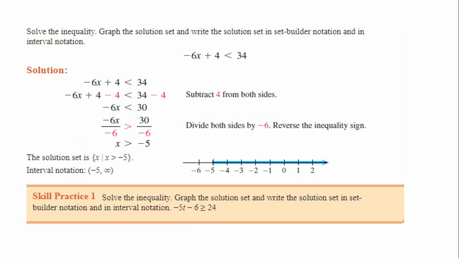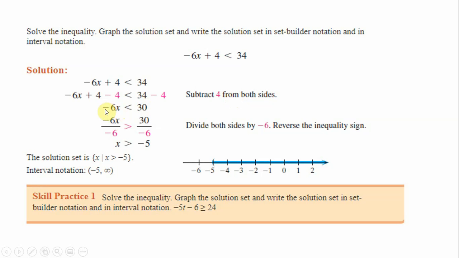So let's take a look at a couple of them and see how we start to solve equations dealing with inequalities. So here, solve the inequality, graph the solution set, and then write the solution in set builder notation and in interval notation. So I start with my inequality, minus 6x plus 4 less than 0. And similar to what we do when we're solving equations, I want to get all my constants over on the other side. This is a linear, so I'm going to subtract my 4, the opposite. So my 4 minus 4 would be 0 here. I've got to do it to both sides. My 34 minus 4 would be 30 on this side.